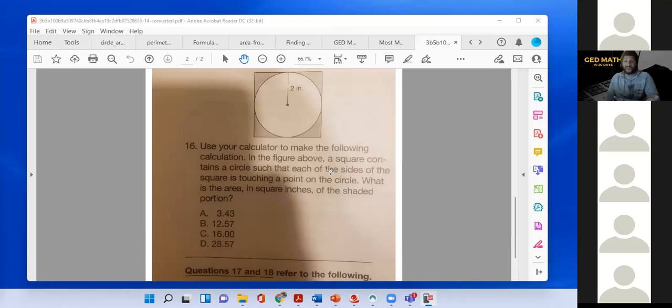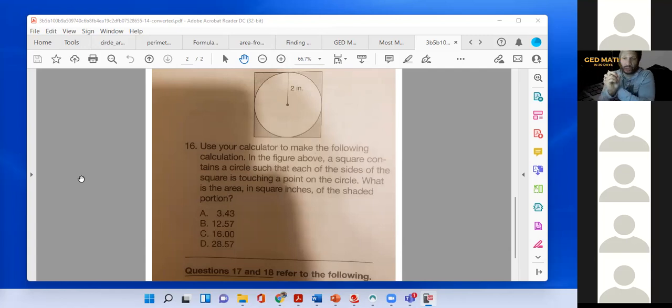Okay. Now, I have no idea how to solve this problem. Can somebody help me? Where should I start with this problem? So it says, use your calculator to make the following calculation. In the figure above, a square contains a circle such that each of the sides of the square is touching a point on the circle. What is the area in square inches of the shaded portion?